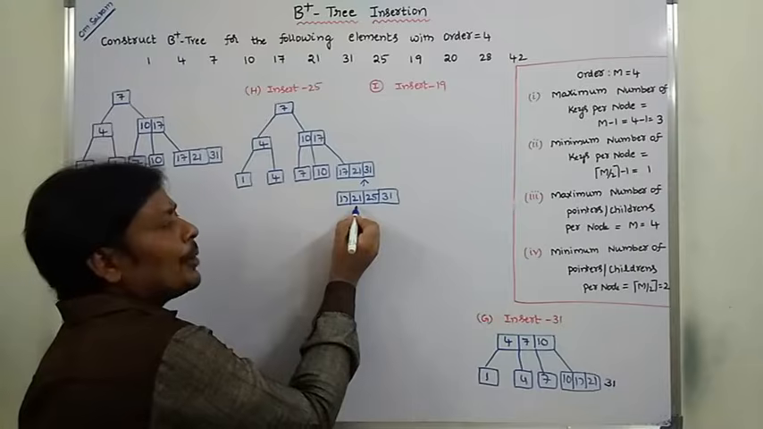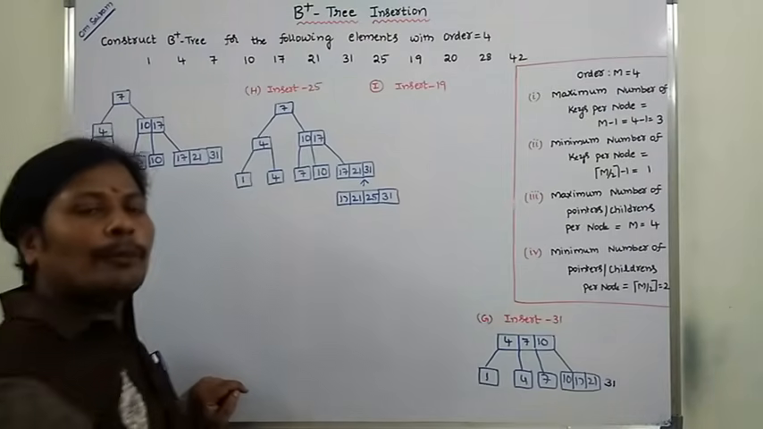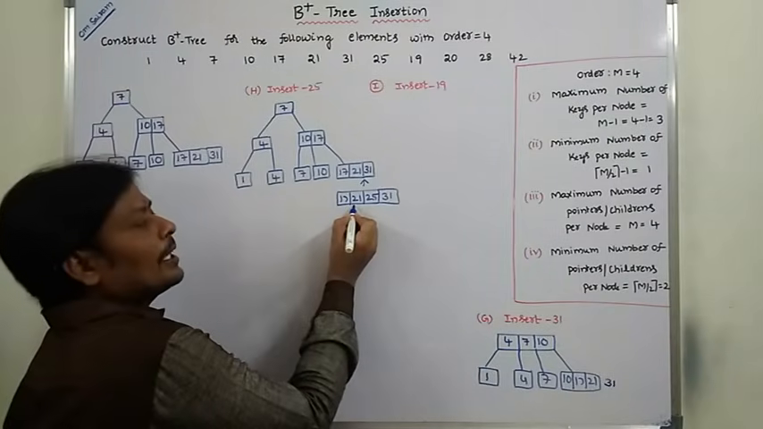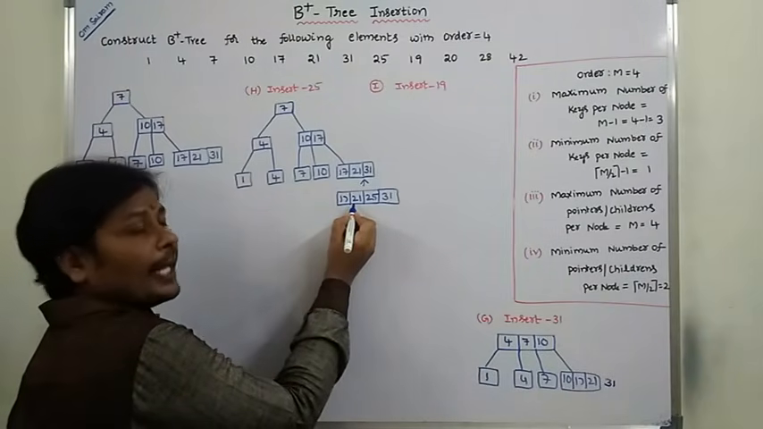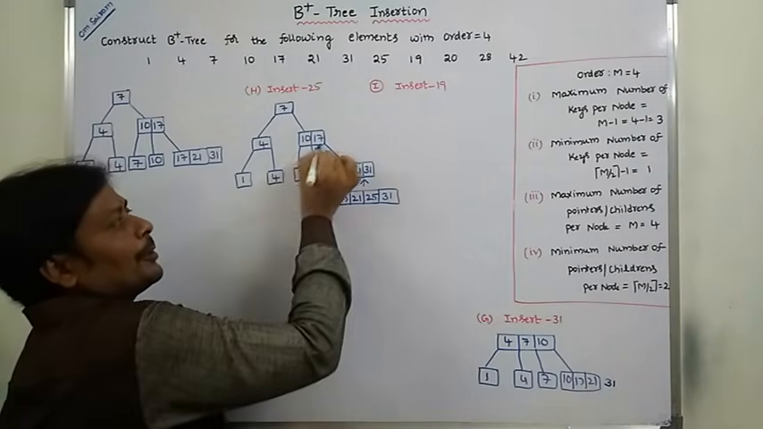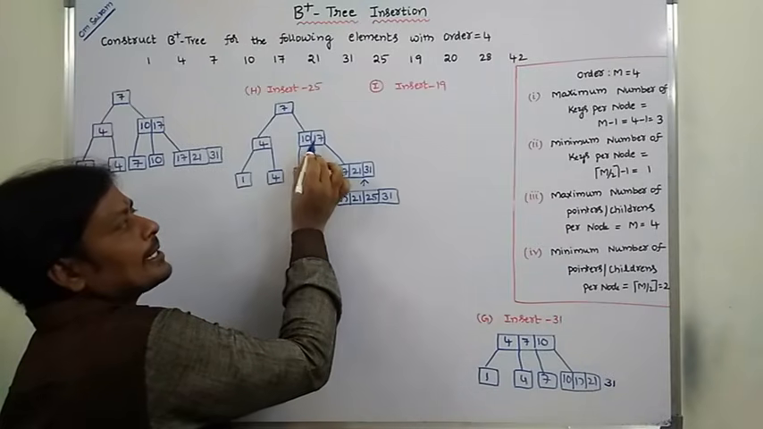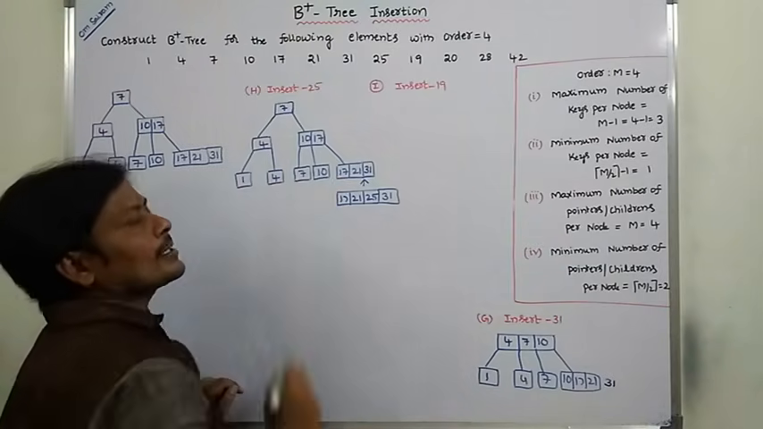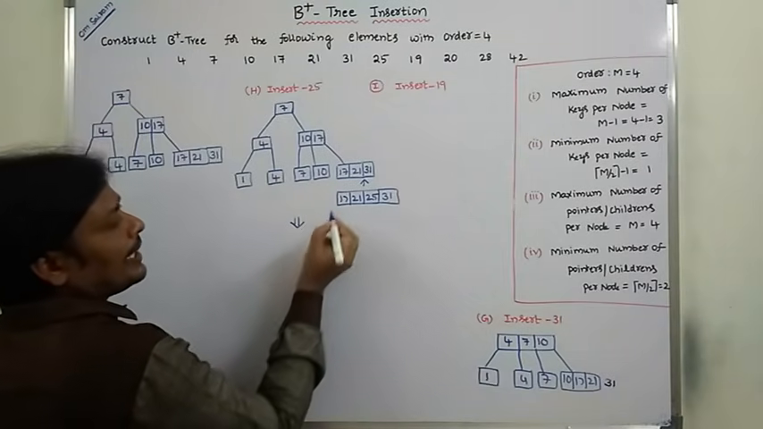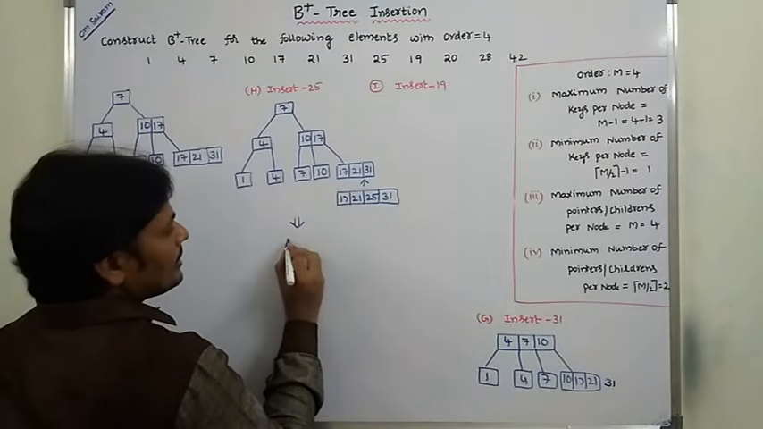So here the middle node is 21. 4 elements are there, 4 by 2 is 2, so the middle element is 21. 21 is taken as parent and it can be added to the parent node. The parent node already contains 2 elements, 10 and 17. Now 21 is also added. So after performing the splitting operation at this node, the root node is 7.